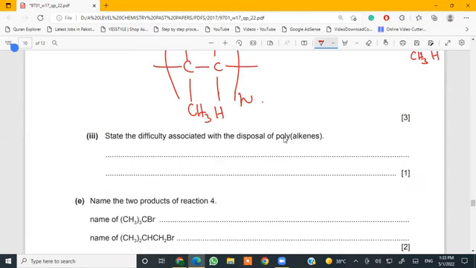Say the difficulty associated with disposing of polyalkenes. You know what, they are non-biodegradable, right? If they are non-biodegradable, they cannot be broken down. That's the only difficulty that you have. Non-biodegradable plastics. They cannot be broken down by bacteria.